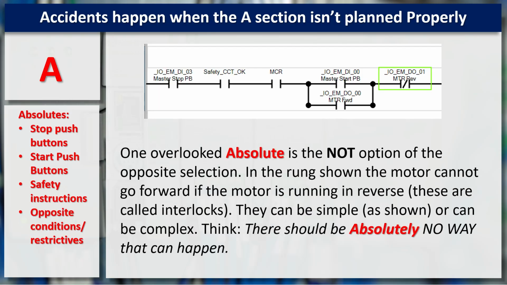One overlooked absolute is the NOT option of the opposite selection. I know that sounds kind of confusing. Let me explain. In the rung shown, the motor cannot go forward if the motor is running in reverse. These are called interlocks. They can be simple as shown or can be complex. Think, there should be absolutely no way that can happen.